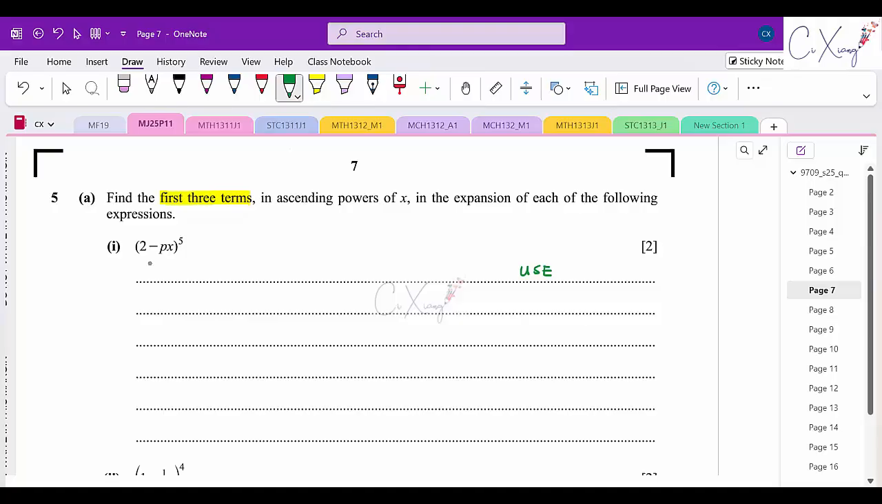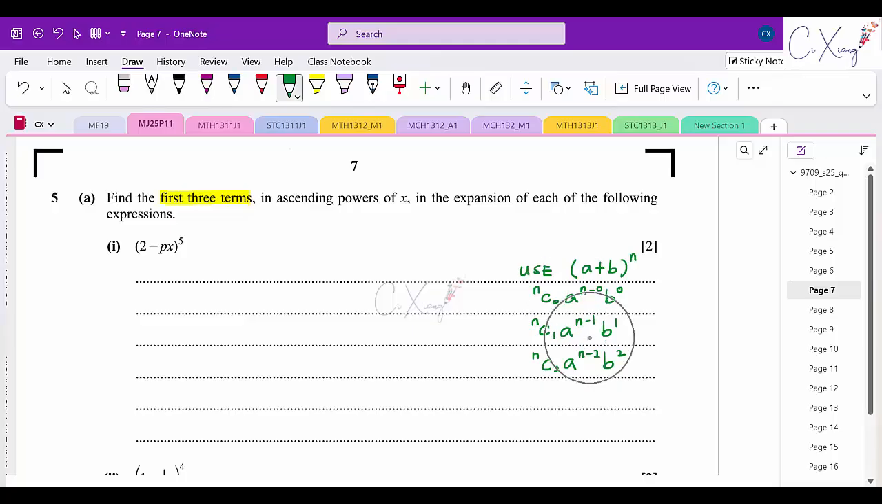What is the general formula for the binomial expansion here? If I have a plus b power n, the first term will be nC0, a power n minus 0, then b power 0. Then the second term will be nC1, a power n minus 1, b power 1. And the third term will be nC2, a power n minus 2, and b power 2. If you can't remember the formula, you can always refer to the formula booklet, MF19, because it is always provided there. But this is the general formula that I want to show you here.